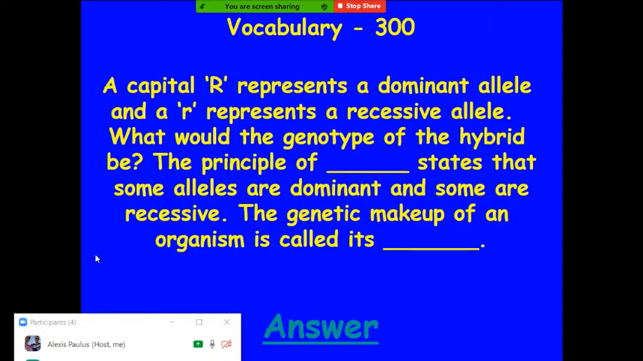A capital R represents, hold on, let me get my timer going. A dominant allele, and a lowercase r represents a recessive allele. What would the genotype of the hybrid be? The principle of blank states that some alleles are dominant and some are recessive. The genetic makeup of an organism is called its blank.